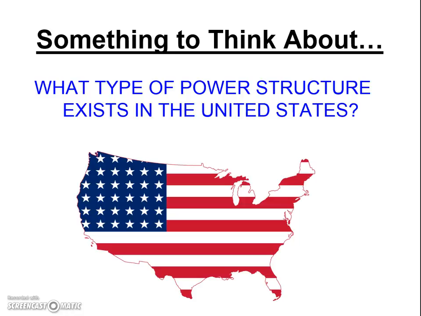Something to think about as we end this discussion is what type of power structure exists here in the United States. Think about whether we have the small governments making all the decisions, the large government in Washington, D.C. making the decisions for everybody else, or do the states and the national governments share powers and responsibilities? Think about that topic as you move on to the assessment questions after this video.